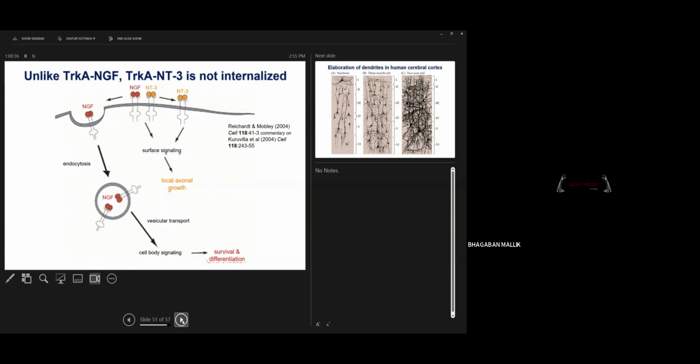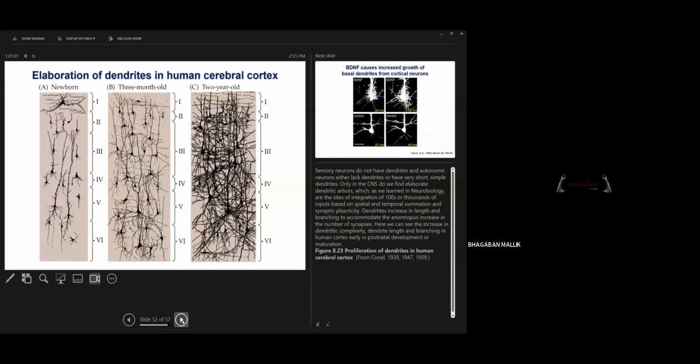So basically NGF endocytoses, but NT3 doesn't endocytose. It can directly signal for the axon growth. But NGF can either endocytose or it can also signal through these intracellular domains. But NT3 only, it doesn't endocytose. That is what is showing the role of different modes of different neurotrophins.